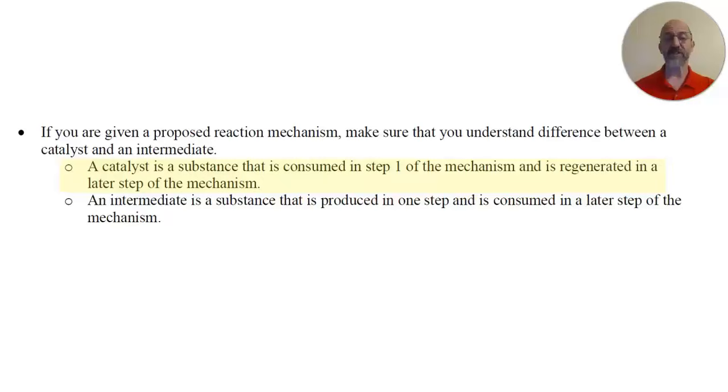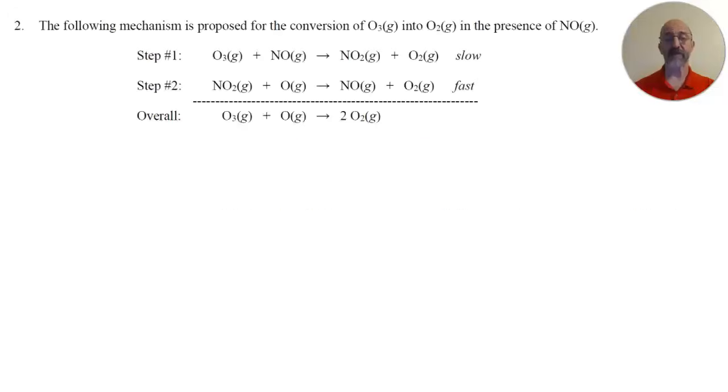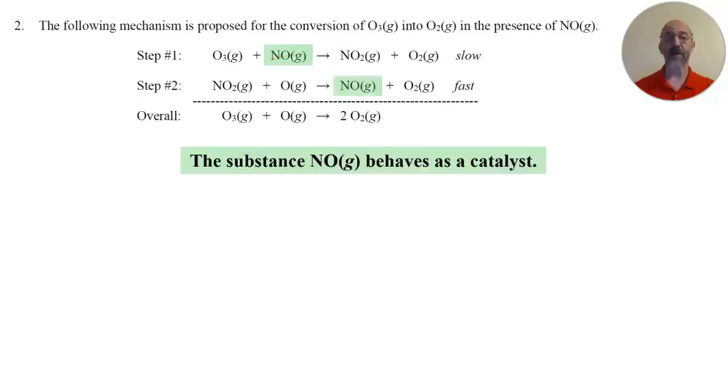But here in question 2, we can actually see a substance that behaves as a catalyst. A catalyst is a substance that is consumed in step 1 and then is regenerated in a later step of the mechanism. Take a look at the nitrogen monoxide. It appears as a reactant in step 1, and then it is regenerated as a product in step 2. So therefore, nitrogen monoxide, or NO, behaves as a catalyst.